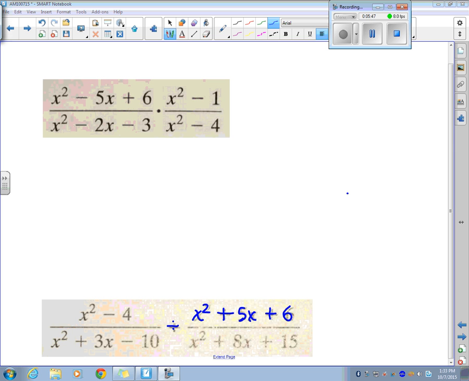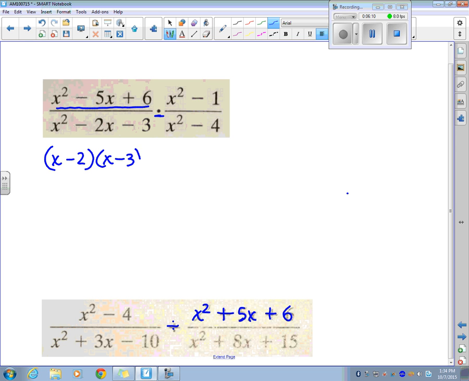Top times the top and the bottom times the bottom. So we're going to factor these, even though it says multiply. We know that when we multiply fractions, we can take out the ones. So we're going to factor x squared minus 5x plus 6. And so that would be x minus 2 and x minus 3.